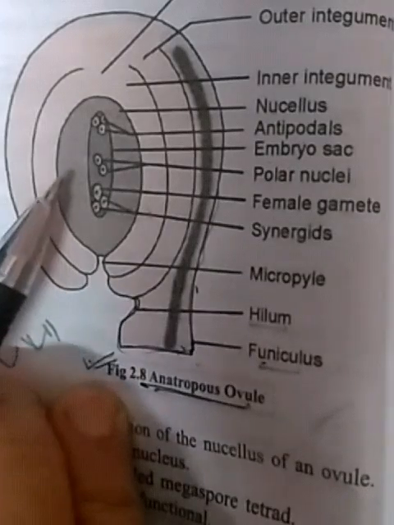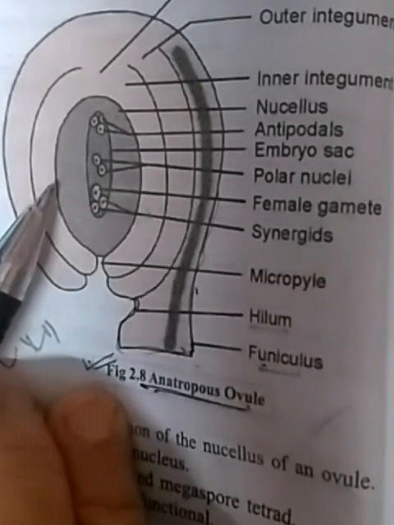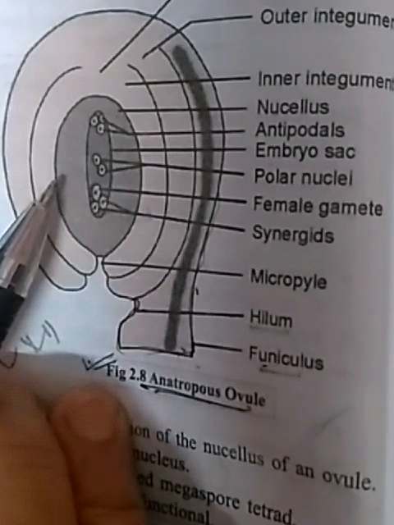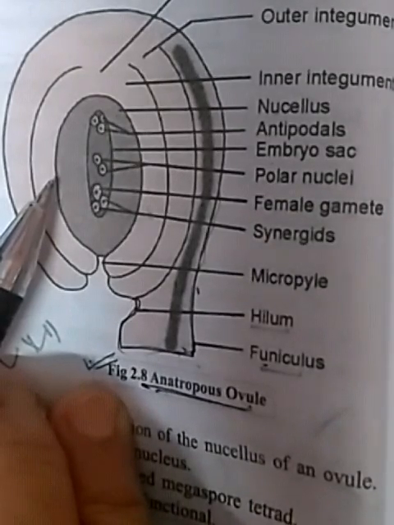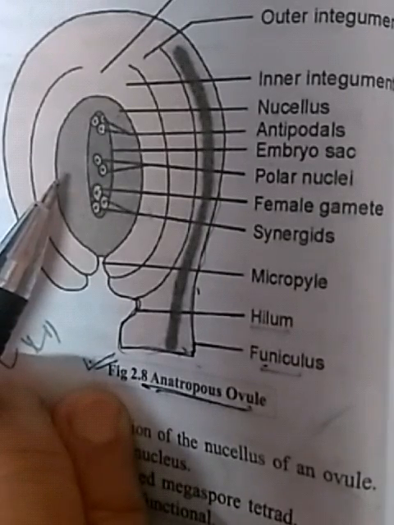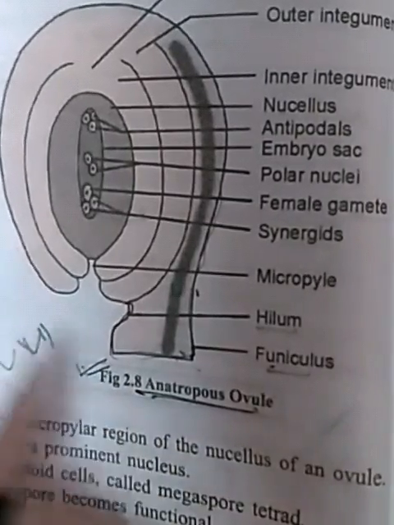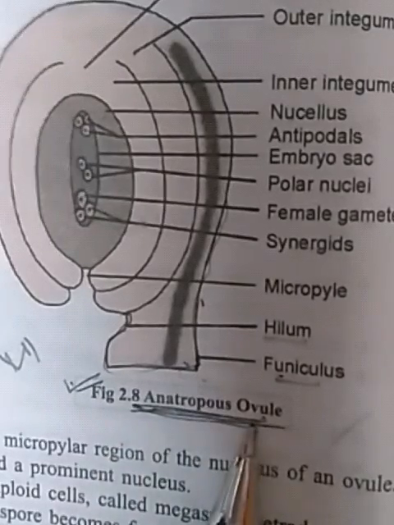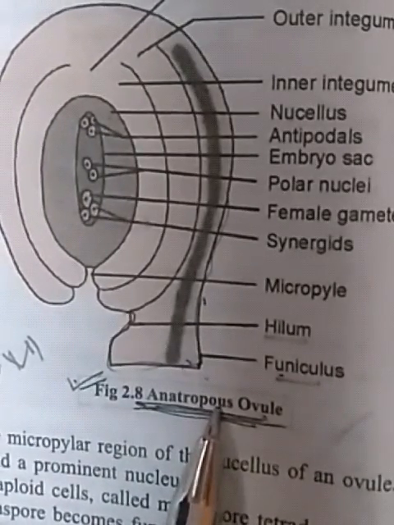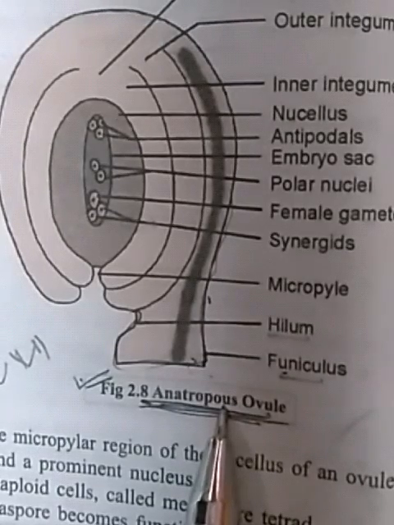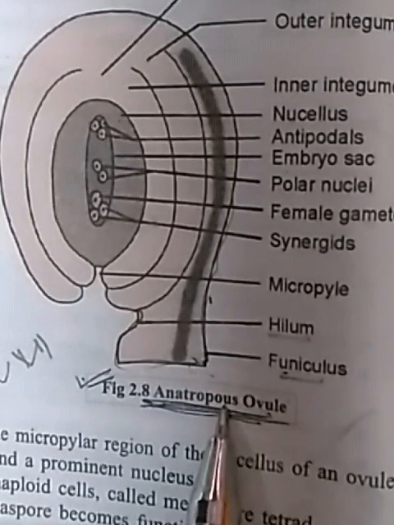You have learned in the previous chapter about the structure of the pollen grains and microsporogenesis. Now we will learn about the female gametophyte, known as the megasporangium or ovule, and how it is formed. So we have to learn about the structure of an anatropous ovule. Before discussing the anatropous ovule, you should be familiar with this term.